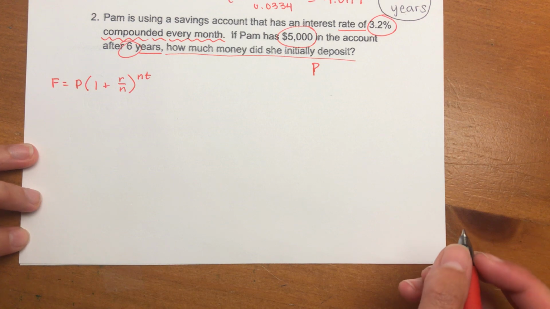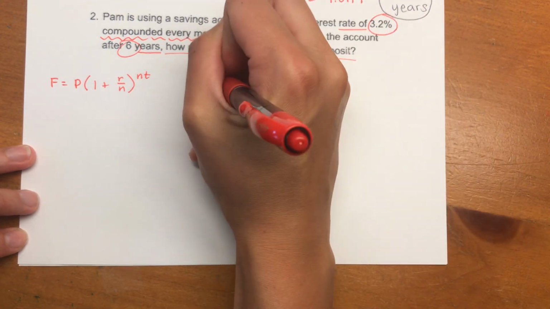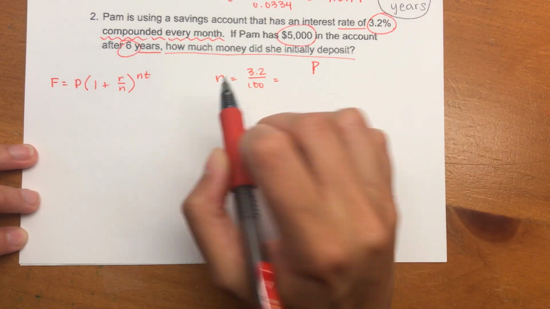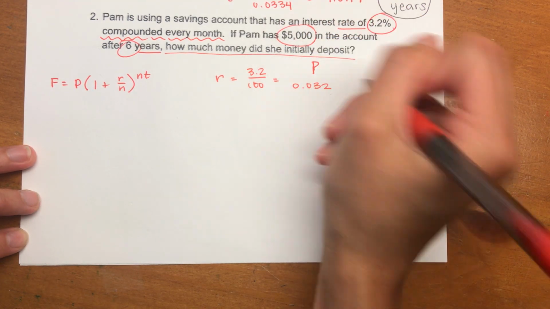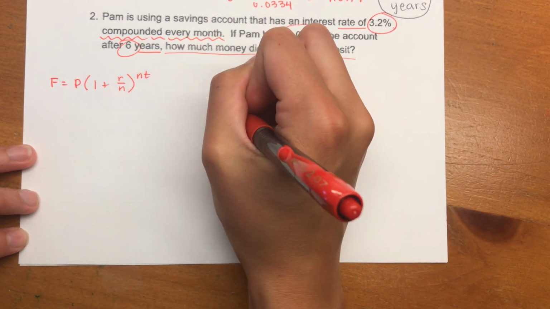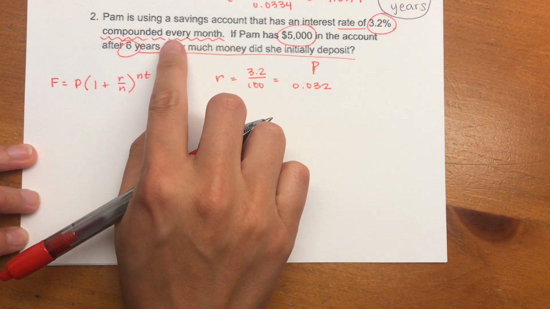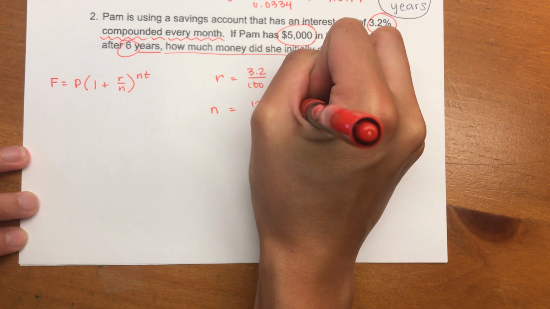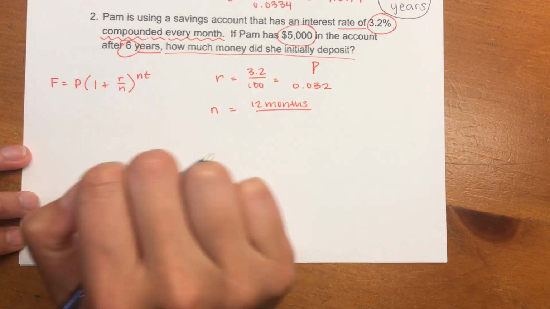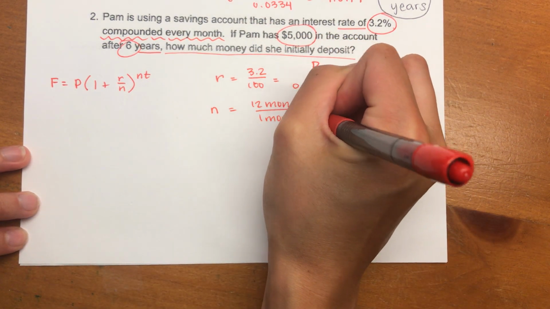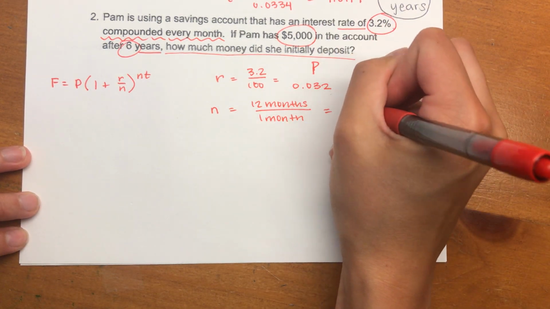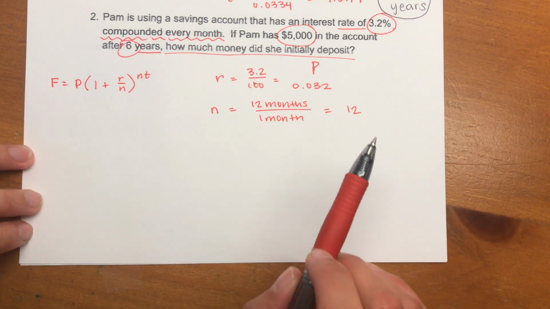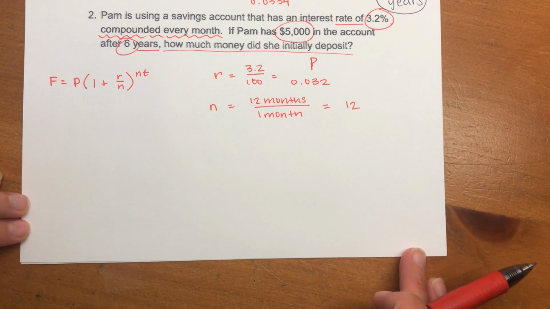Okay, so let's start labeling these things. 3.2%, that means our rate is 3.2 divided by 100, right? Anytime we see that percentage, we know it's our rate, which is 0.032, okay? N, my compounding period, if we're compounding every month, my number of compounding periods is going to be 12 months divided by every 1 month. So how many months are in a year, right? We know that's going to be 12. So my N is going to be 12. If you need a refresher on how I got this, you need to go back to our compound interest lesson, okay? Because we spent a whole lesson on how to get N.